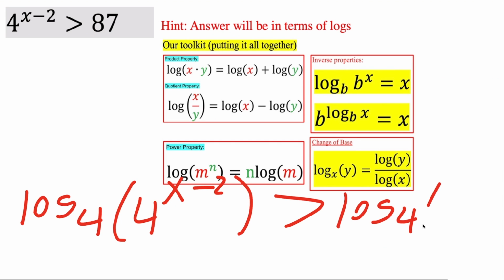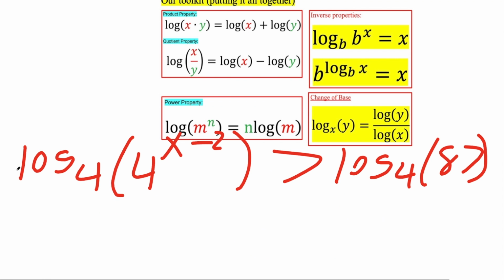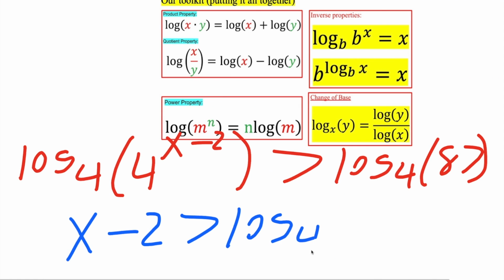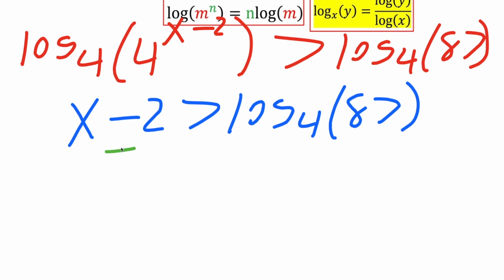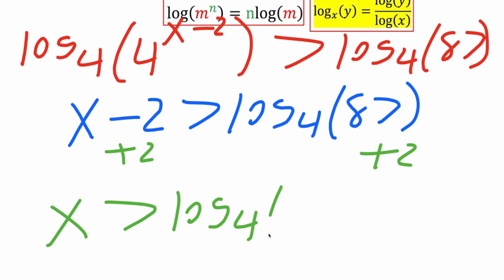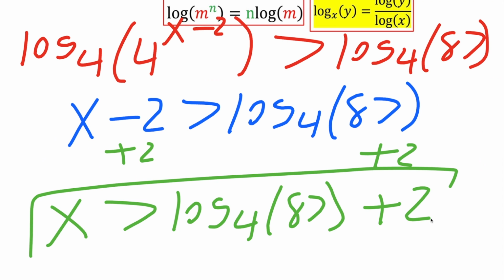So log base 4 of 87. And by doing this, log base 4 of 4 raised to x minus 2, all of this is canceled except the exponent. So we're going to keep x minus 2. x minus 2 is greater than, we're going to keep our log base 4 of 87. And now we want to get rid of the negative 2, so we can add 2 on both sides. So we're going to get x is greater than log base 4 of 87 plus 2. And this right here is our final answer.